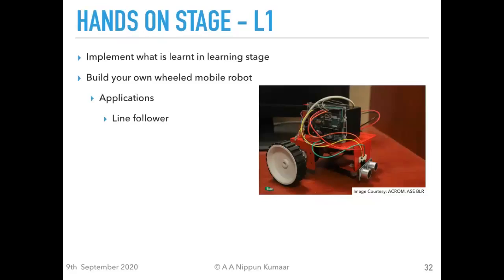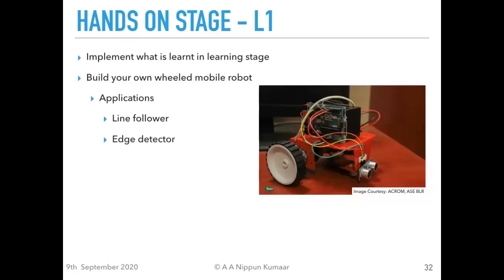Line follower is one application. If you are keeping in touch with this field, you should know what a line follower robot is. Basically it's a robot which follows a black line on a white surface, or a white line on a black surface, some contrast line compared to the floor surface. So that is a line follower robot. It uses a simple sensor called an IR sensor, and a simple software logic will get you to build this particular robot.